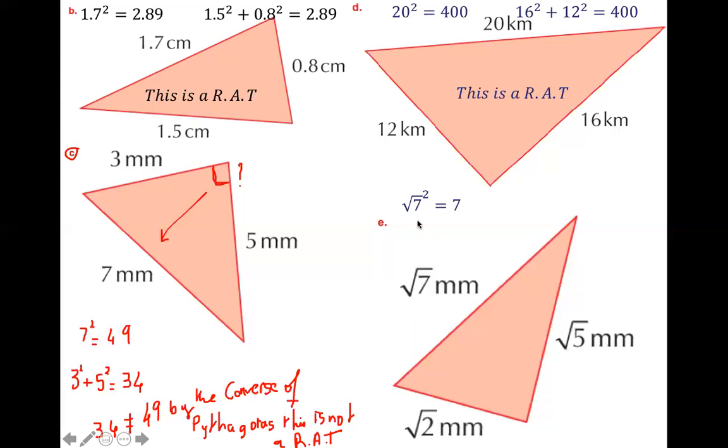This one, I've got root 7. You need to square that. Remember, root 7 square, to get rid of a root, you square it. So we got rid of the root, and it's 7. Now we need to do the same for root 5. So root 5 square is going to be 5. Root 2 square is going to be 2. 5 plus 2 should give us the 7. So I expect this to be a right angle triangle. Okay. So there's not much calculation here apart from a 5 plus 2. But you just need to remember that root 5 square is 5. It's the opposite.